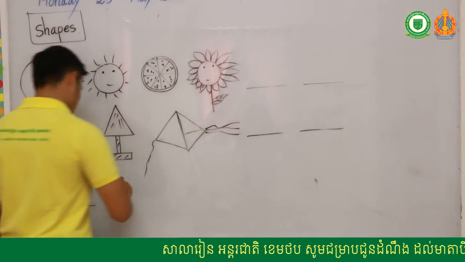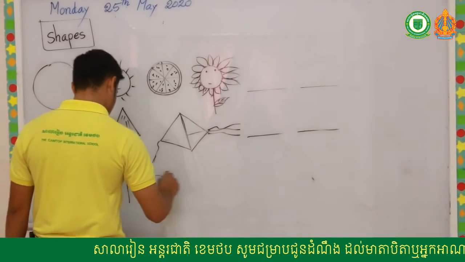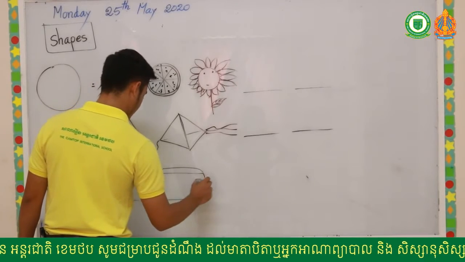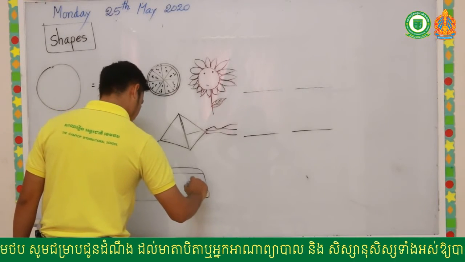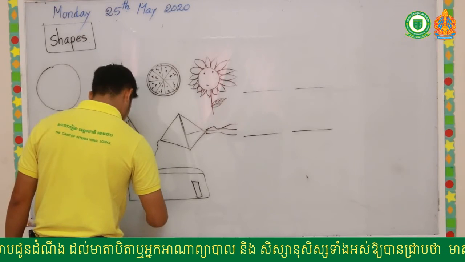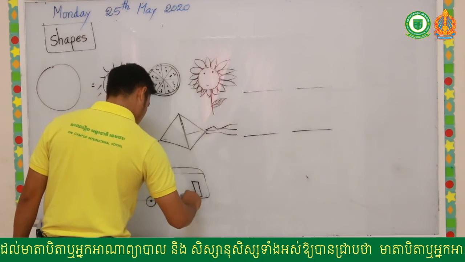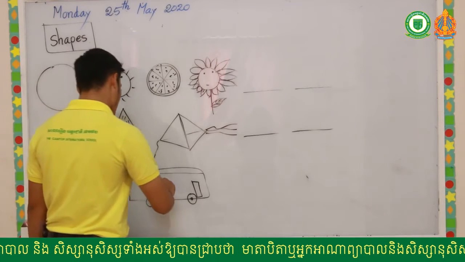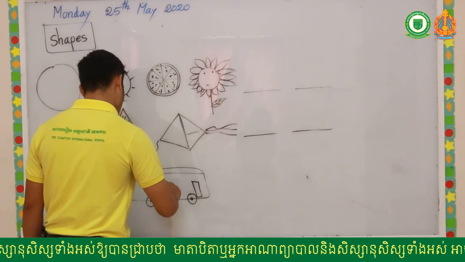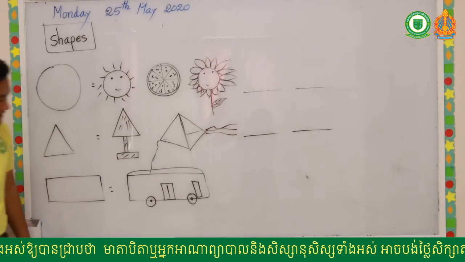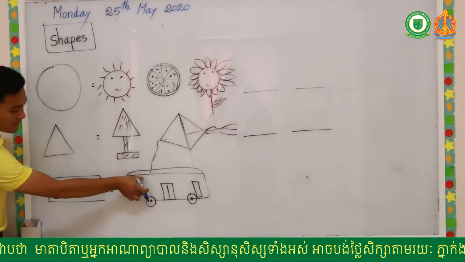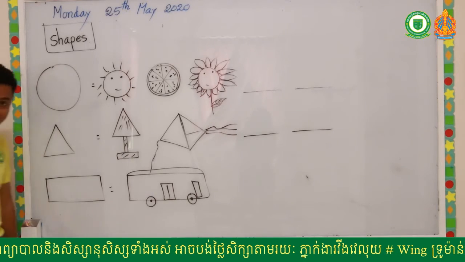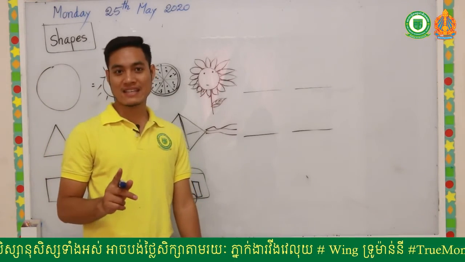Go together. Okay. Again. Look. This one is a bus. A bus, yes. A school bus. Here, school bus comes from the shape of rectangle. And can you find more in this class?